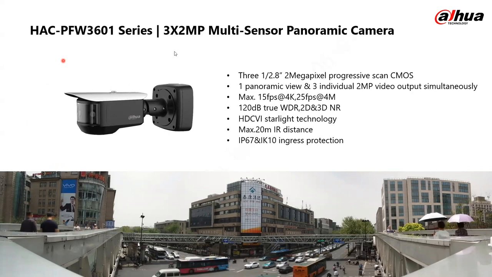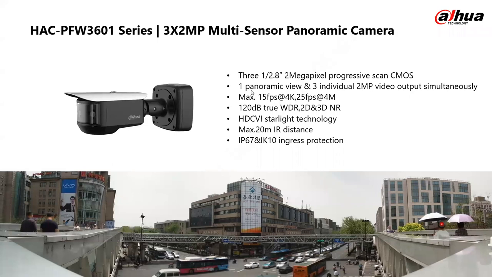So in this case, this camera has three 2-megapixel multi-sensors. We have one 2-megapixel sensor here, there's another camera, then on the other far end, we have another lens. So through the use of these three lenses, you can achieve such an output, a panoramic output.